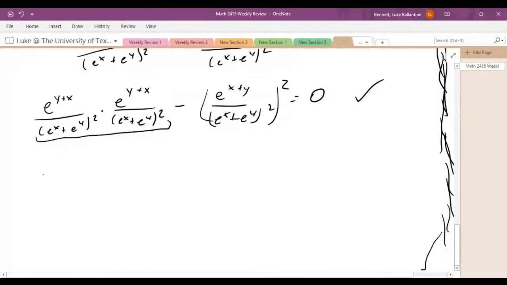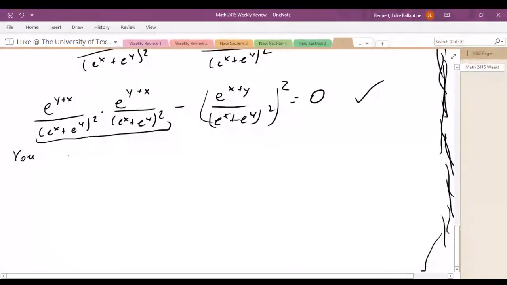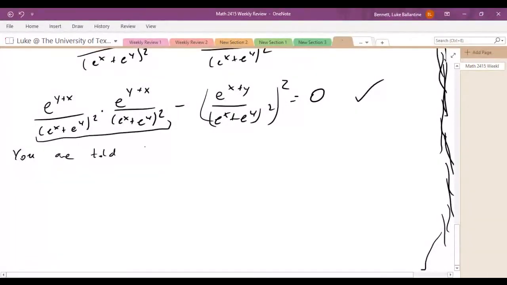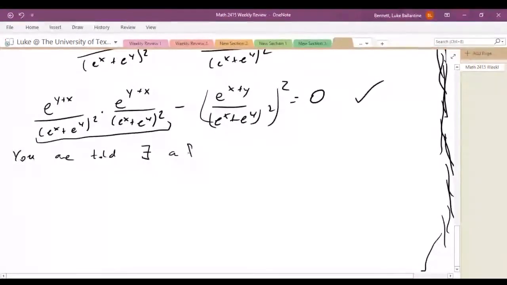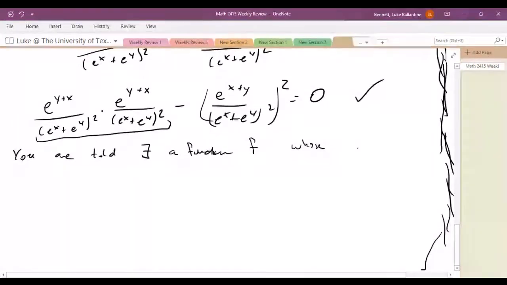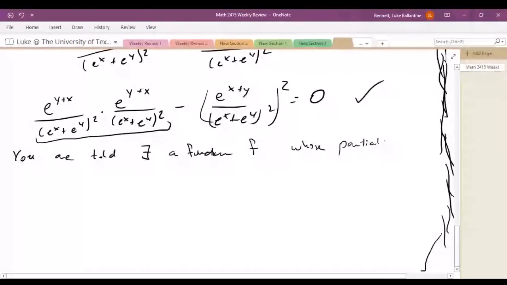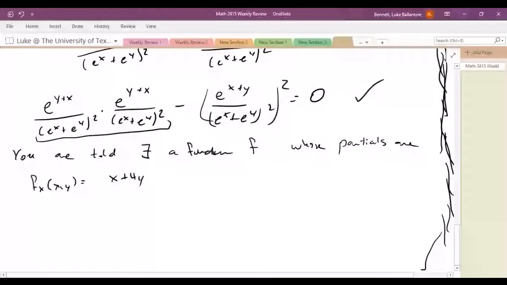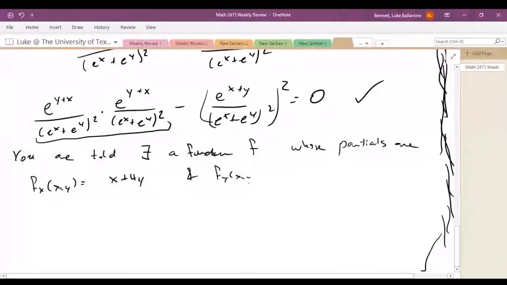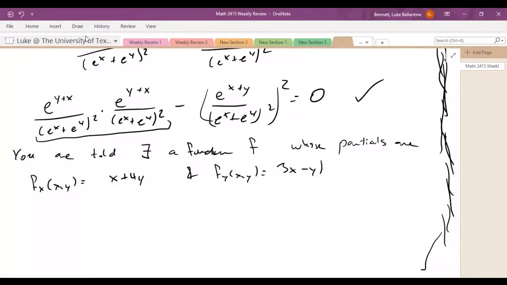Okay, so given, you're told there exists a function f whose partials are f sub x of x, y equals x plus 4y, and f sub y of x, y equals 3x minus y. Should you believe them?